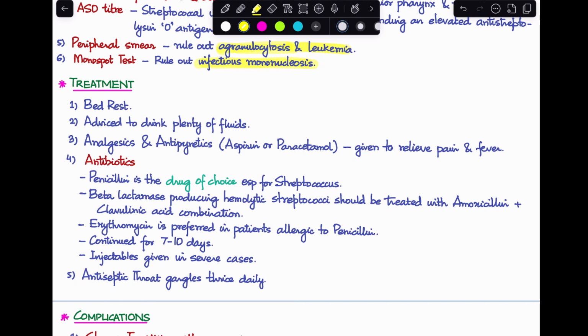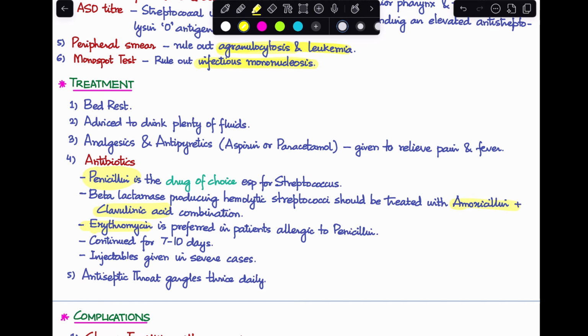And antibiotics are also started. Now, the drug of choice, especially in case of streptococcus, would be penicillin. Sometimes you'll have a beta lactamase producing hemolytic streptococcus. In that case, you should treat them with a combination of amoxicillin and clavulanic acid. And in patients who are allergic to penicillin, the preferred drug of choice would be erythromycin. So, antibiotic treatment will be continued for about 7 to 10 days.